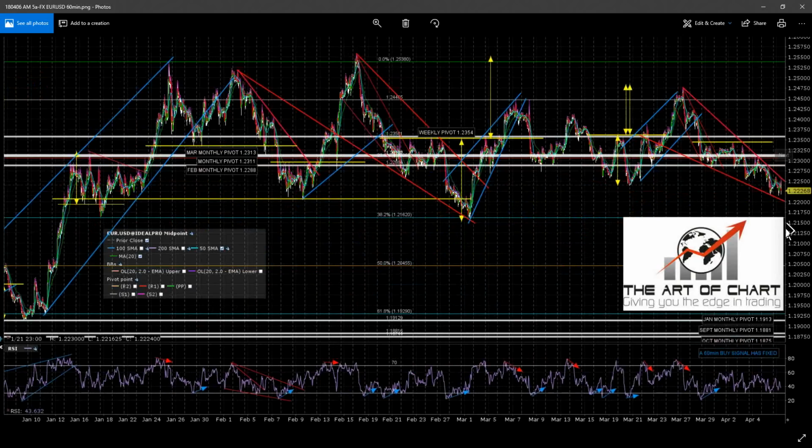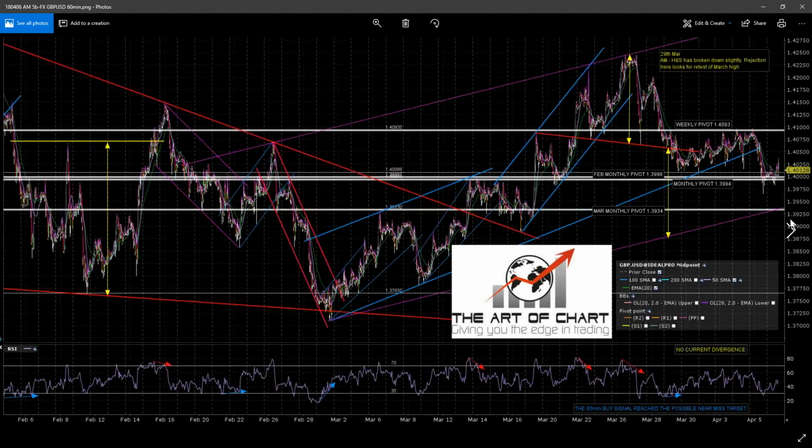Watching this with interest, it was testing resistance when I capped this chart. GBP USD, I am still obviously wondering about a move down to this possible rising channel support, currently in the 1.3935 area. We shall see.